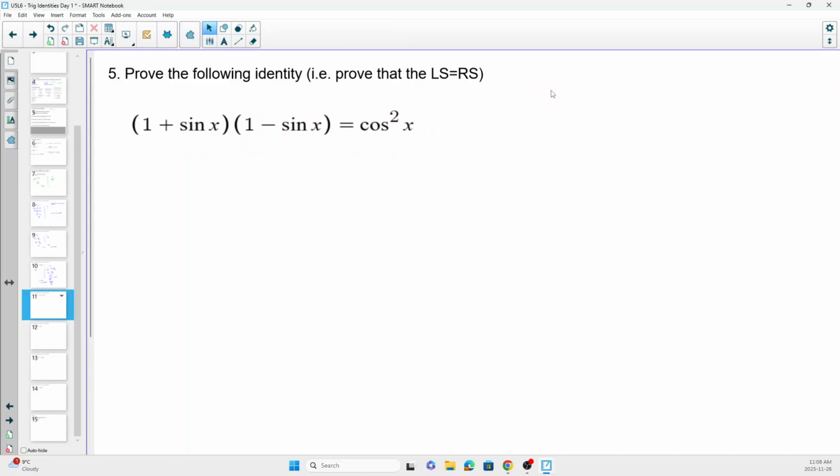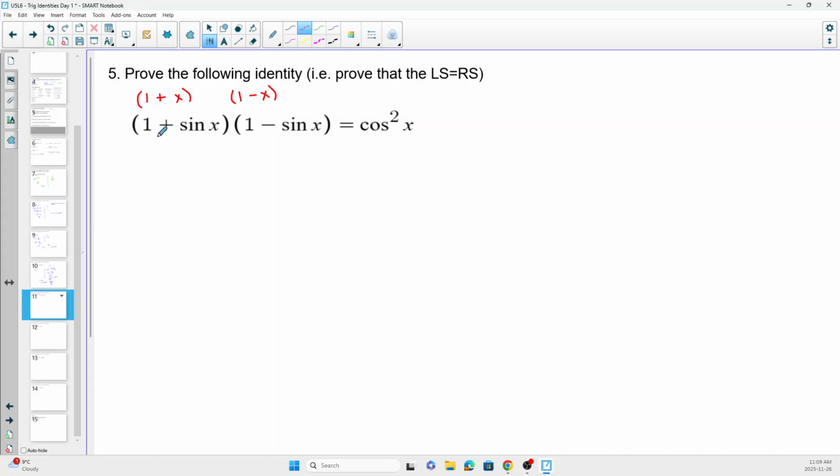All right, this one's fun. 1 plus sine x times 1 minus sine x is equal to cos squared x. So when I look at this, let's write this out as 1 plus the function. I'm going to write it like 1 plus x and 1 minus x. And when we have something plus something multiplied by that same first something minus the same second something, I'm seeing difference of squares.